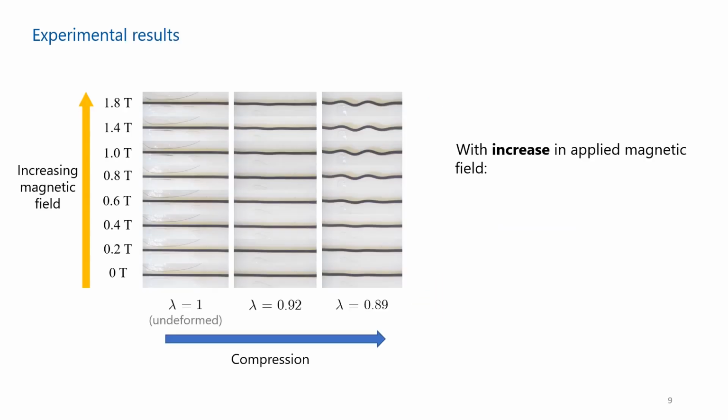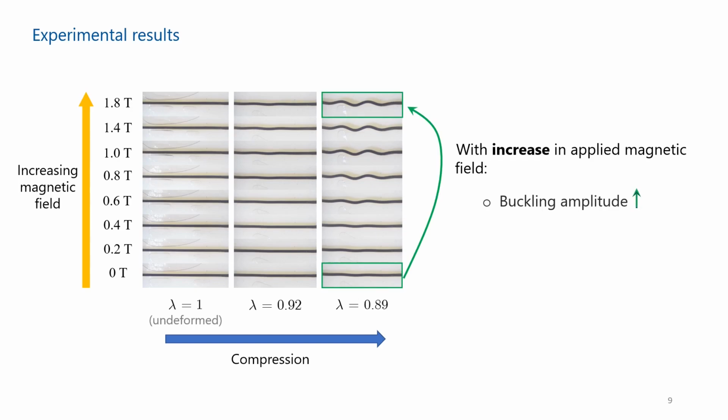Here we show the array of experimental images of specimen under combined magnetic and mechanical loading. Horizontally, the compressive strain increases from left to right, or the stretch decreases. Vertically, the magnetic field increases from 0 to 1.8 Tesla as we go from bottom to top. From these results, we can clearly see that the buckling amplitude increases with the application of magnetic field, or in other words, the instability develops at higher values of stretch.